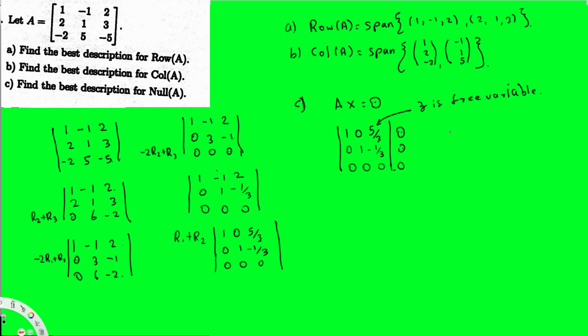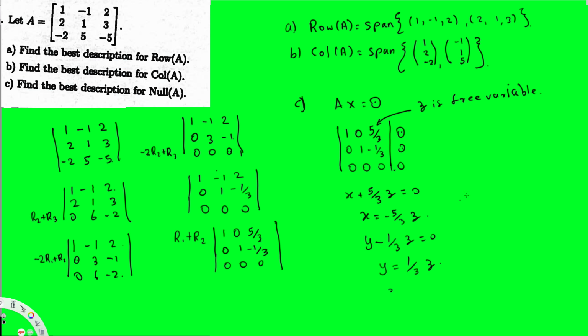So I have to answer everything in terms of the free variable. Let's form the equations. The first row gives x plus 5 over 3 z is equal to 0. So I can say x is equal to minus 5 over 3 z, and the second row gives this equation: y minus 1 over 3 z is equal to 0. I can find y in terms of the free variable by bringing this to the other side. So y is equal to 1 over 3 z, and z is going to be itself because it's a free variable.